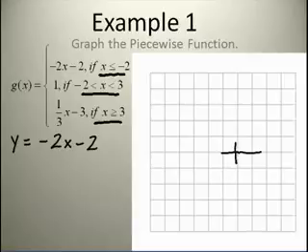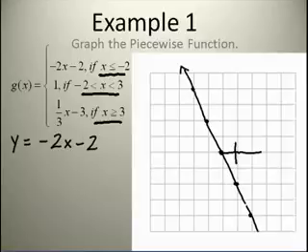And graphing my first line, y equals negative 2x minus 2. I have my y-intercept at negative 2. My slope is also negative 2. So I'm going to rise negative 2, run 1. Then I'm going to do it the opposite direction, rise 2, run negative 1. And here is my first line.